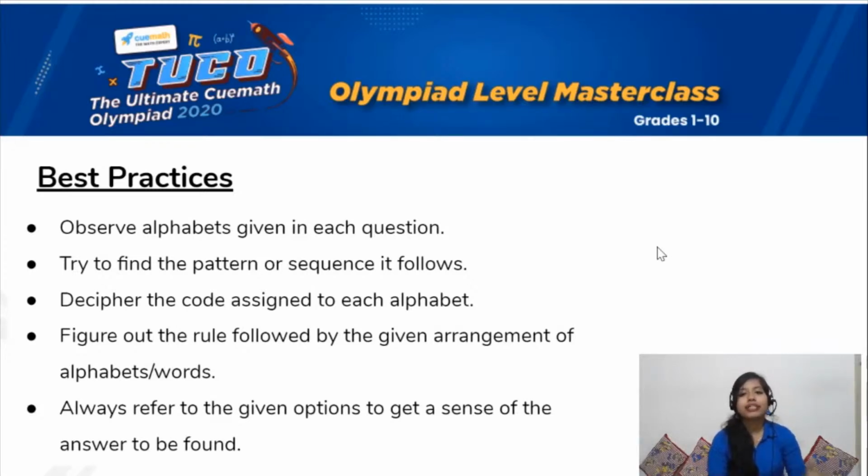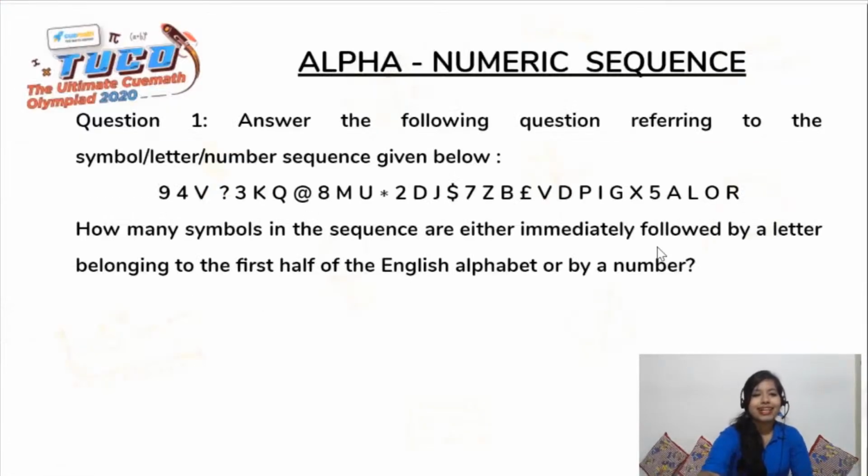So the ultimate goal of these best practices is just observation and analysis. That's the key skill to get the right answers to such questions. So with this, let's proceed with our first objective, that is alphanumeric sequence. Let's look into question number 1.